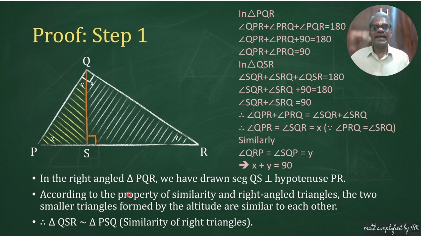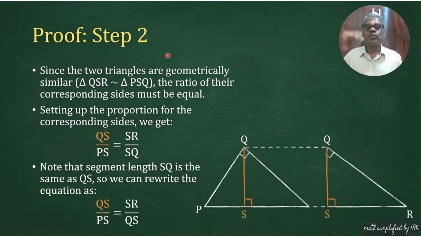Now in the right angle triangle PQR, we have drawn segment QS perpendicular to hypotenuse PR. Therefore, according to the property of similarity in right angled triangles, the two smaller triangles formed by the altitude are similar to each other. Therefore, triangle QSR is similar to triangle PSQ. Similarity of right triangles.